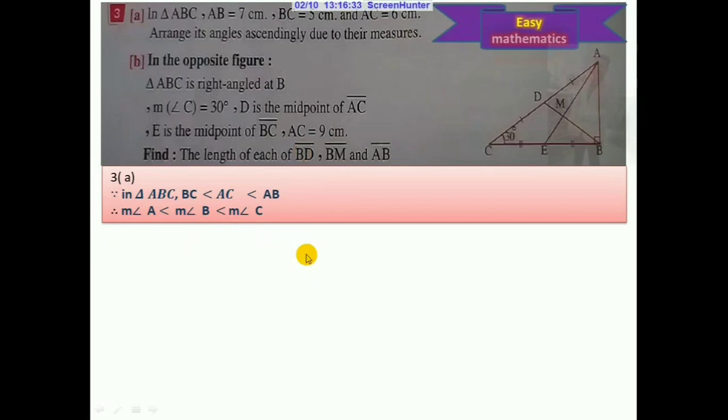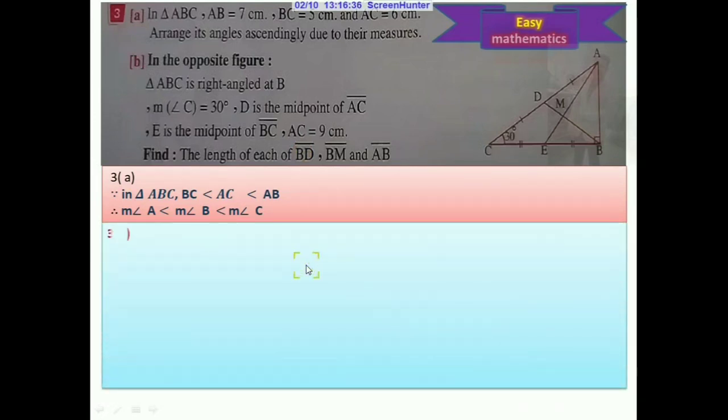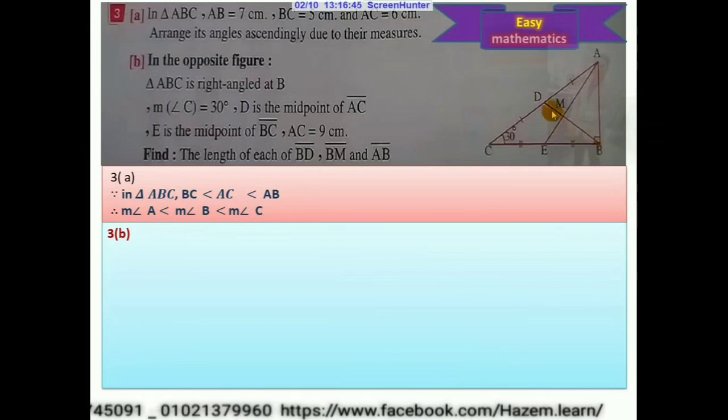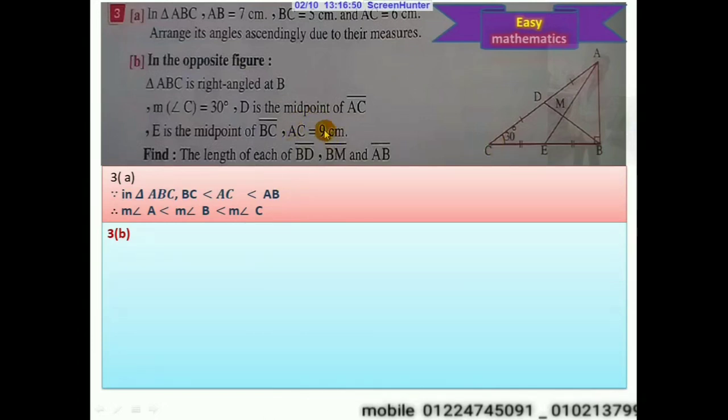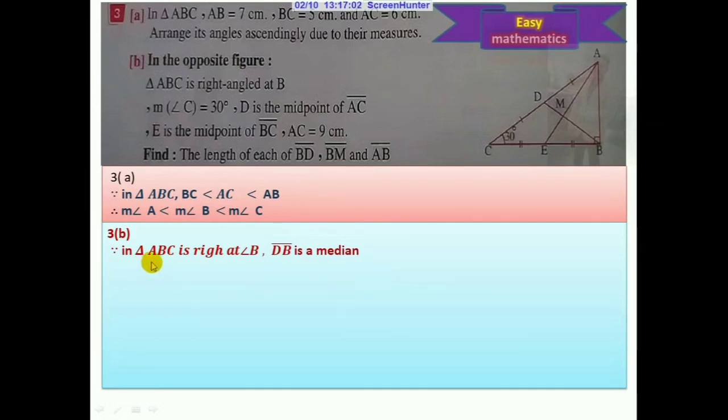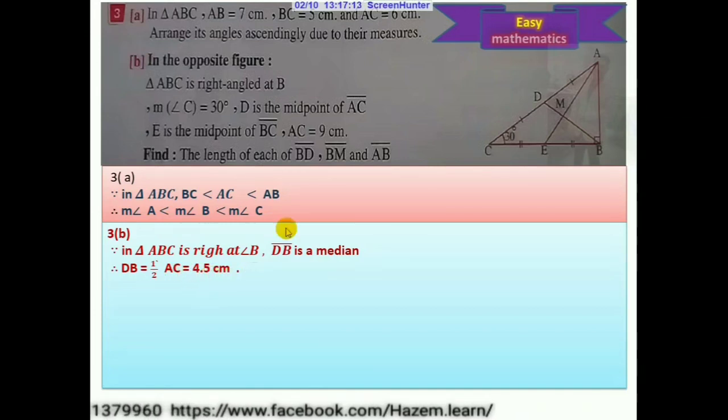Let's see, we must write it by these steps. When we have a right-angled triangle and a median drawn from the right angle, we know the length of BD must equal half the length of hypotenuse AC. And he gave me AC equals 9 centimeters, so the length of BD equals half of 9 centimeters, which will be 4.5. How to write it in the proof? Let's see. Since triangle ABC is right-angled at B, and DB is a median, therefore DB equals half AC, which equals 4.5 centimeters. This is the first required.